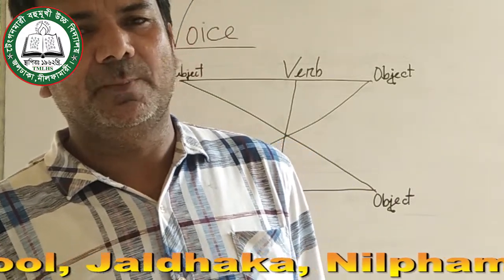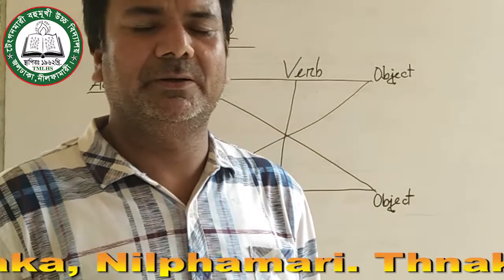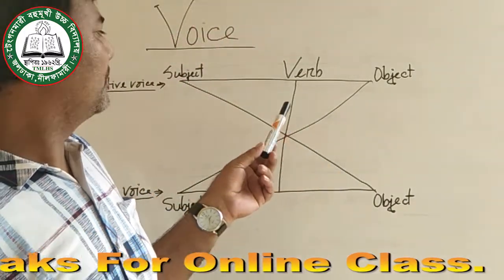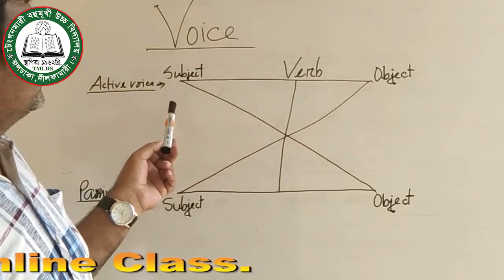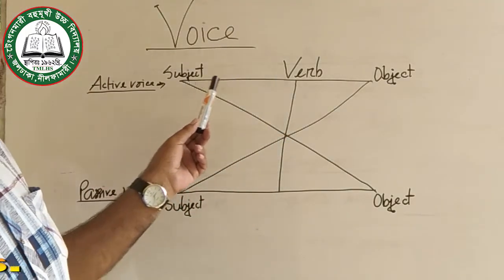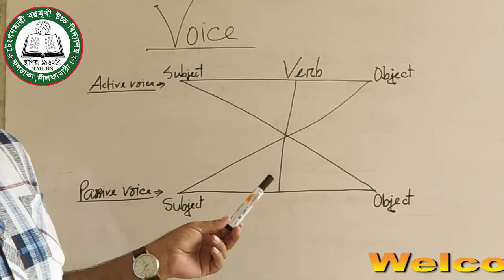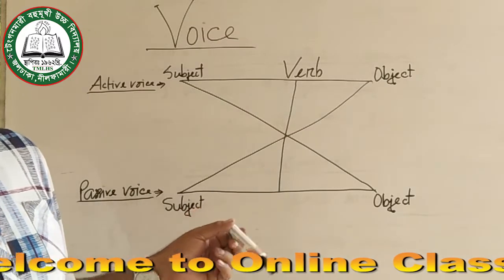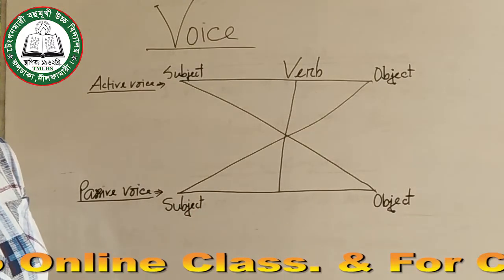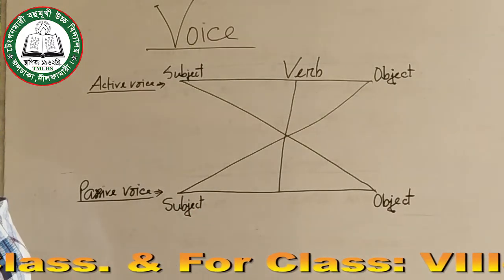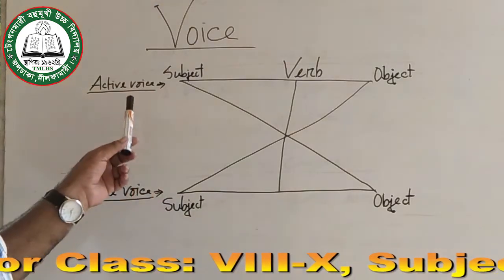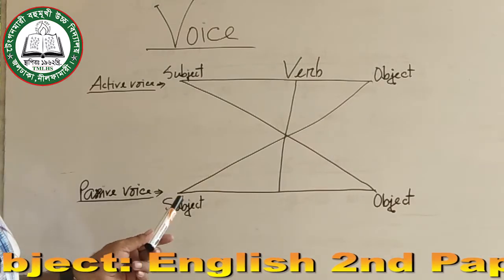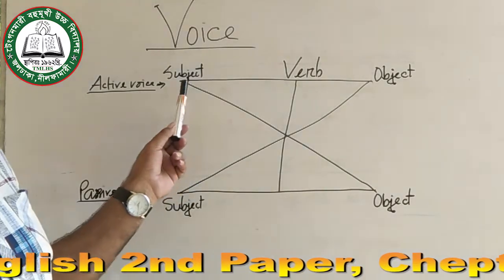My dear student, look at the whiteboard. Here I have shown a diagram of voice. We know that there are two kinds of voice: active voice and passive voice. My dear student, active voice and passive voice. Look with attention, my dear student.